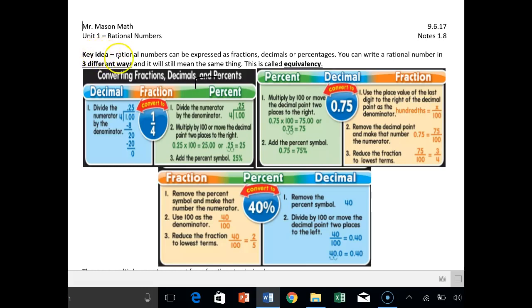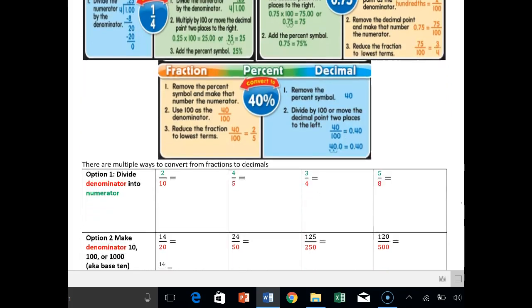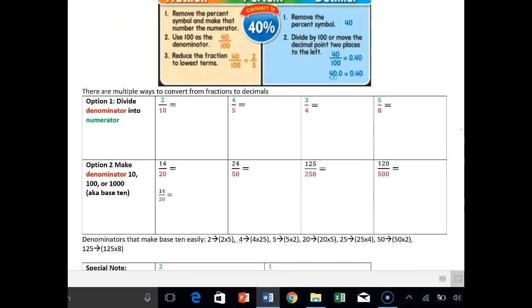The key idea that we're discussing today is rational numbers can be expressed as fractions, decimals, or percentages. So we can write a rational number in three different ways, and it will still mean the same exact thing. This is called equivalency. If I give you a fraction, I can tell you how to make a decimal out of it or a percent. Same thing, if I give you the decimal, I can tell you how to make a percent or a fraction. And if I give you a percent, you can still make a fraction or a decimal. No matter what, if I give you one type of rational number, you can give me two other types of rational numbers.